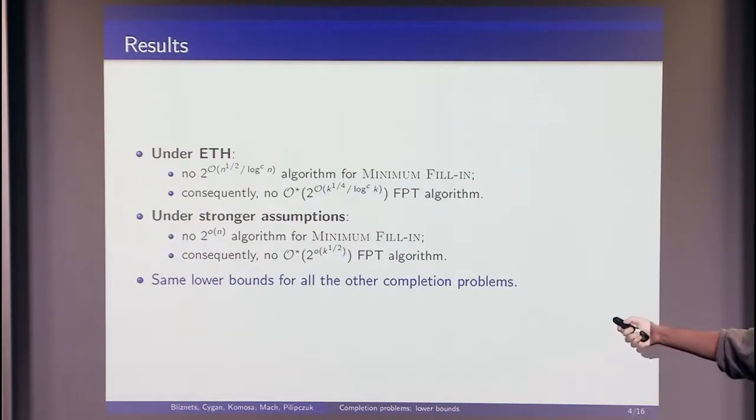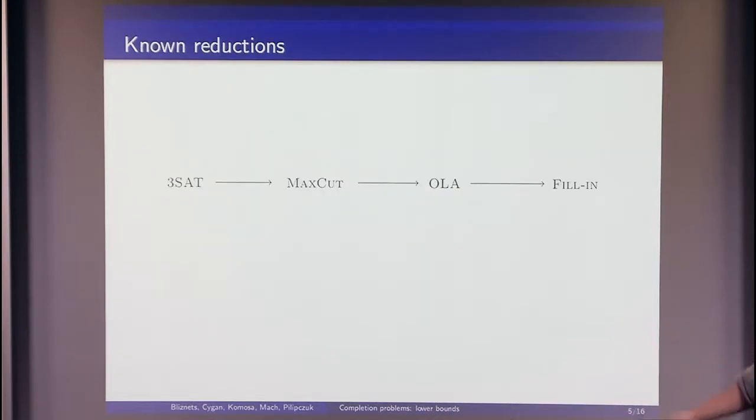Okay, so what we should start from, of course, is to look at the known reductions for the hardness of minimum fill-in and see where the problem lies. This chain of reductions is from the 80s, given by Yannakakis, and it proves NP-hardness of minimum fill-in by a chain of reductions starting from FreeSat, then to MAXCUT, then to a problem called OLA, optimum linear arrangement, and then finally to fill-in.